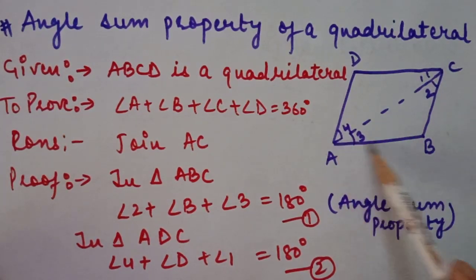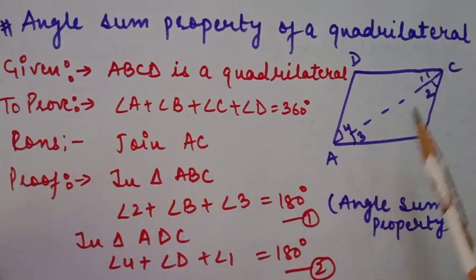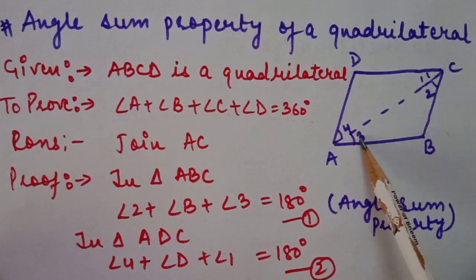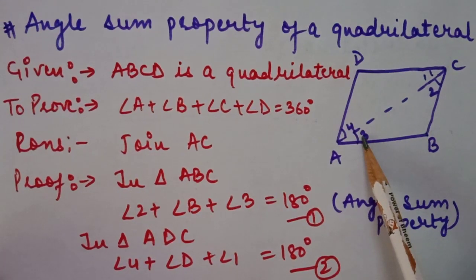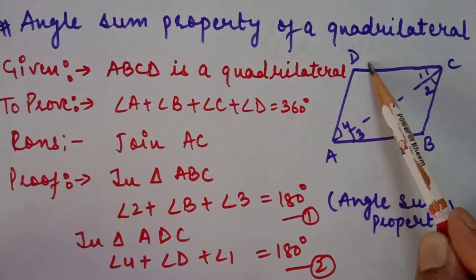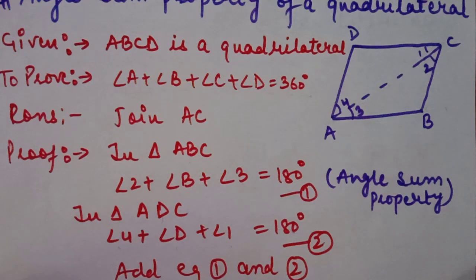Now in triangle ABC, angle 2 plus angle B plus angle 3 is equal to 180. Why 180? Because you know it very well. It is the angle sum property of a triangle. In triangle ADC, angle 4 plus angle D plus angle 1 is also equal to 180 degrees, for the same reason, the angle sum property of a triangle.